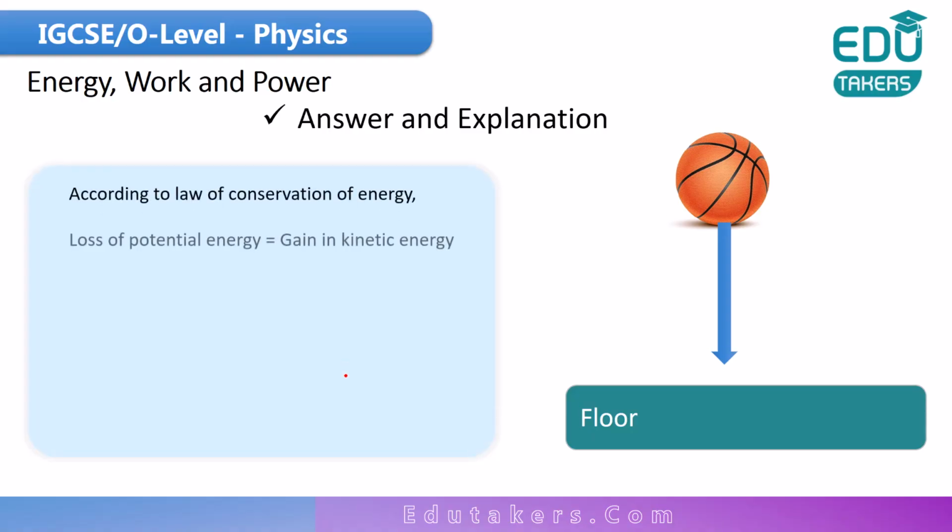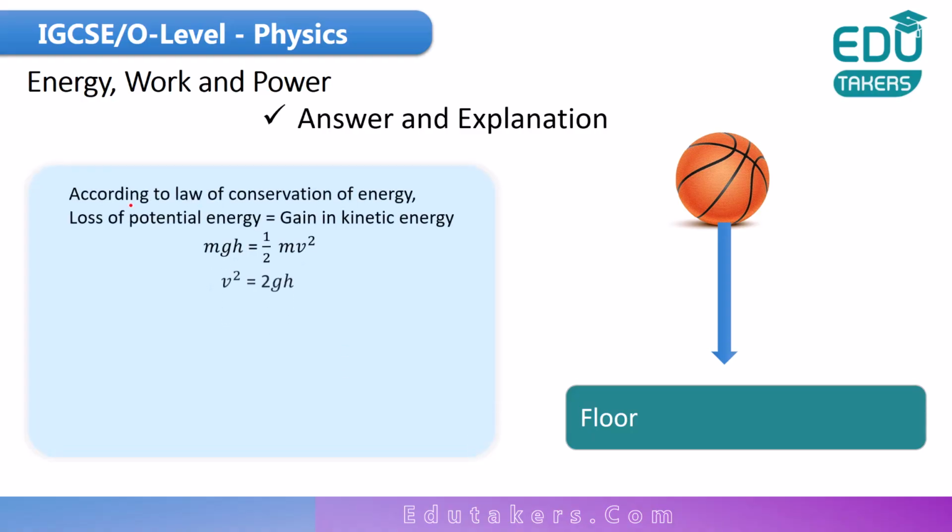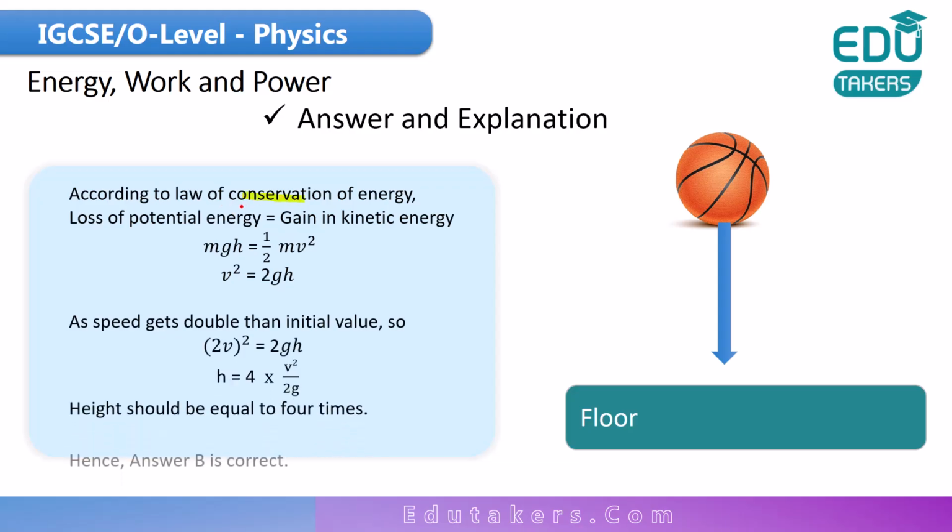You can see here there is a ball that is dropped onto the floor. Then according to the law of conservation of the energy, the total energy has to be conserved. It means that as the ball is moving towards the floor, the potential energy is being lost. So the loss of potential energy is equal to the gain in kinetic energy that the ball gains. Put here the formulas of the kinetic energy and the gravitational potential energy. Kinetic energy is equal to half mv square while the gravitational potential energy is equal to mgh.